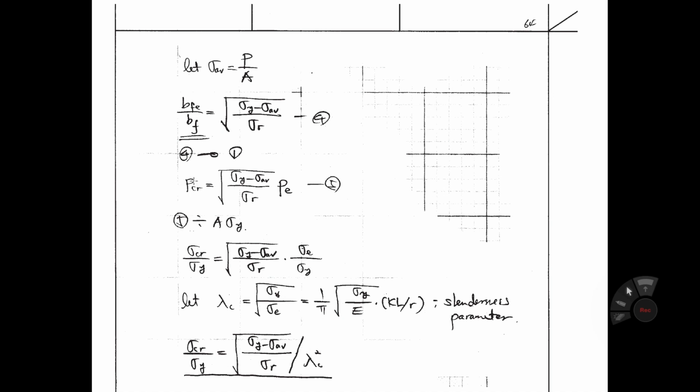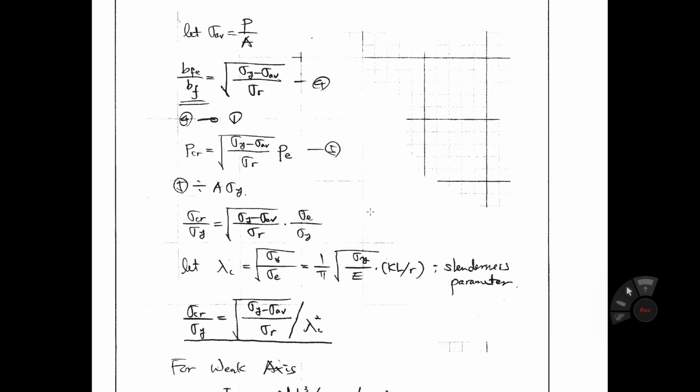Then PCR divided by A, what is that? Sigma CR and sigma y. Square root 2, this one. PE divided by A, what is that? Sigma E, okay? Then sigma y. Now, you can express this sigma CR in terms of the stress. This PCR also in terms of stress. You know sigma r, sigma y, average stress, P over A. That is the PCR of the inelastic column.